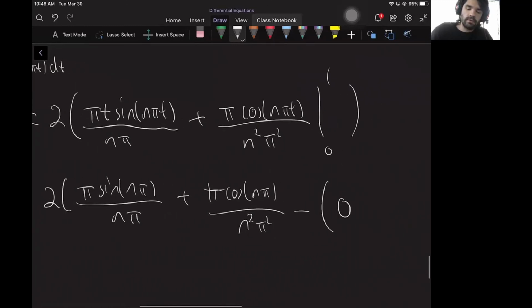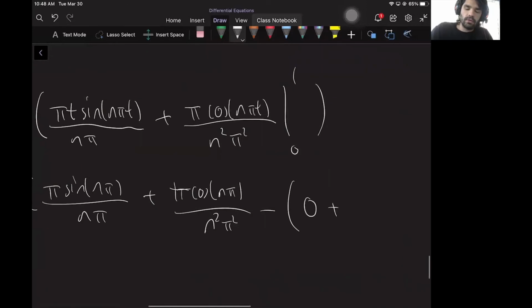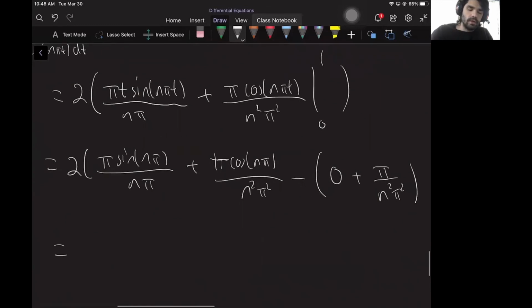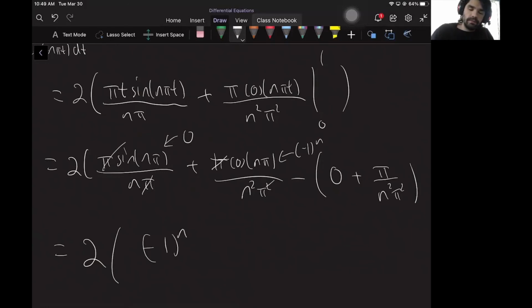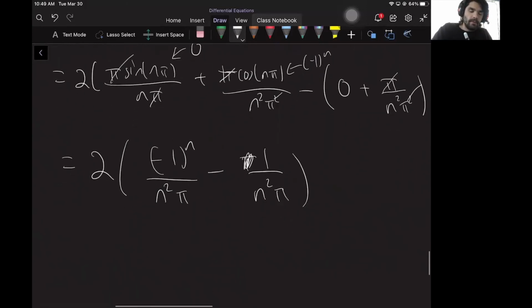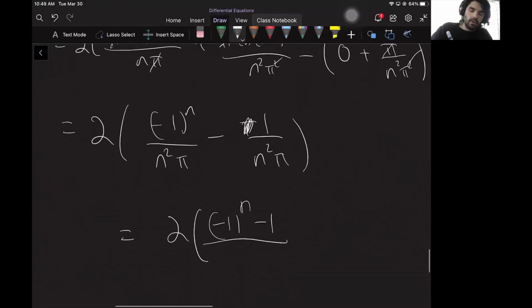This time's a little bit weirder. Not everything goes away. The first term goes away, but cosine of 0 is just 1, so that doesn't just go away that time. Okay, so then these pi's cancel. Sine of n pi, that's just always 0. This becomes negative 1 to the n. This pi cancels with that pi squared, and so I get 2 times negative 1 to the n over n squared pi, minus, the pi cancels, 1 over n squared pi. Common denominator: 2 times negative 1 to the n minus 1 over n squared pi.